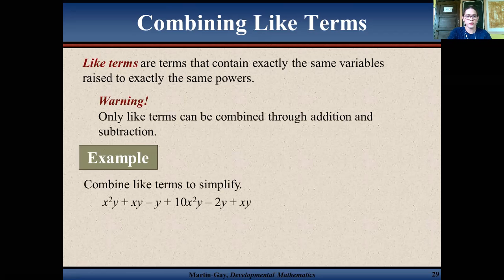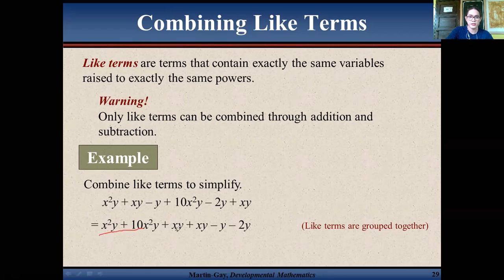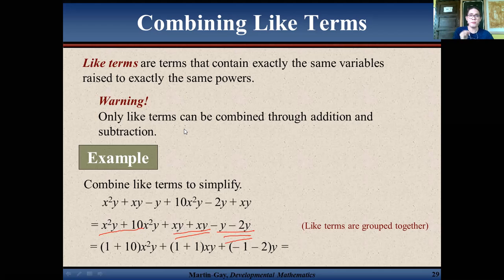Example: x squared y plus xy minus y plus 10x squared y minus 2y plus xy. To simplify this polynomial expression, we will first group them together according to their like terms. We have x squared y and 10x squared y, since they are the same, and xy plus xy, the negative y and negative 2y. I will highlight this one, these are like terms. This one, these are like terms. This is also like terms. With that, we can combine them. To combine them, of course, you can only do so when combining like terms.